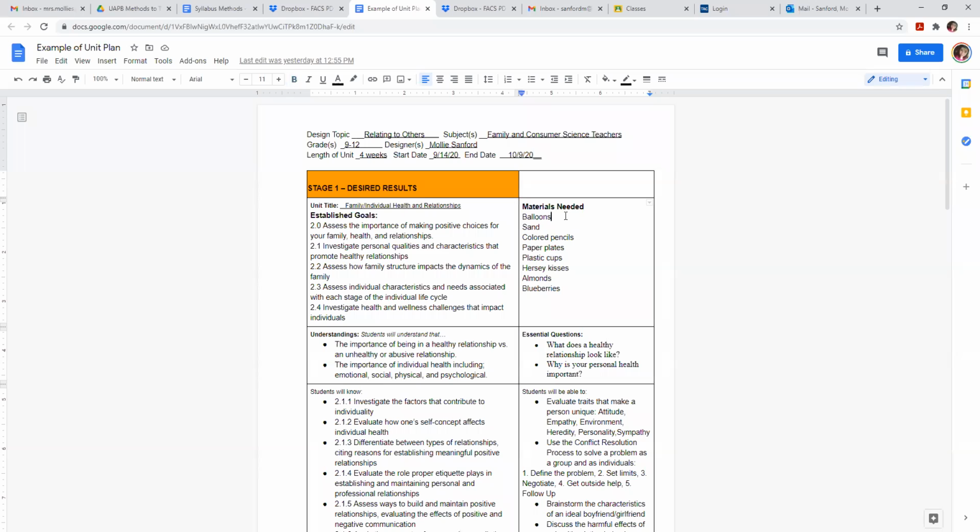Materials needed, easy. Once you figure out what you're doing, these are the supplies I'm going to need for this unit. How long is this unit going to last? I wanted my unit to last 4 weeks or a month. That's how long I think it's going to take.